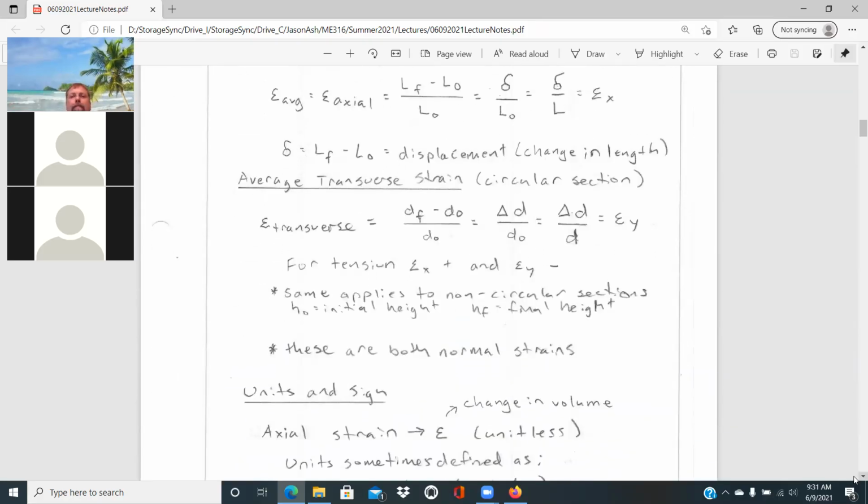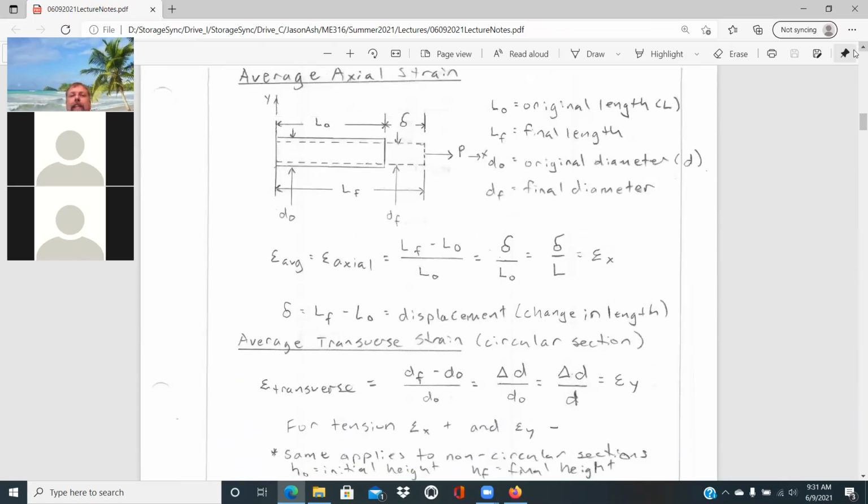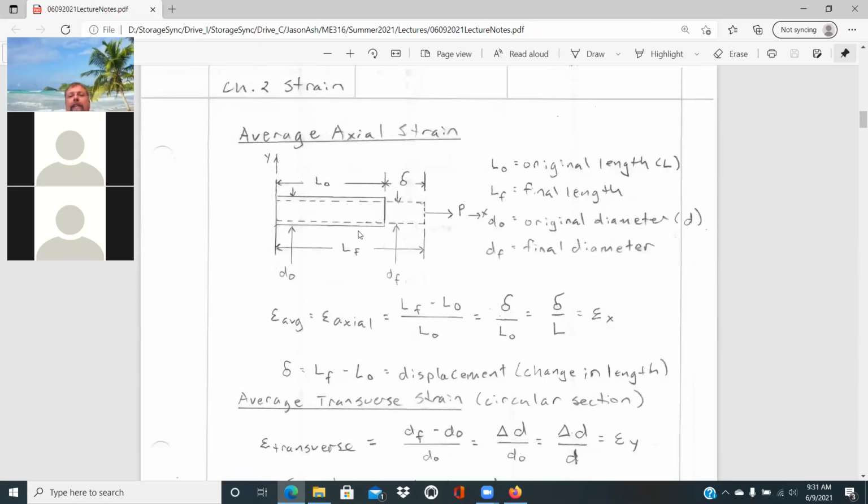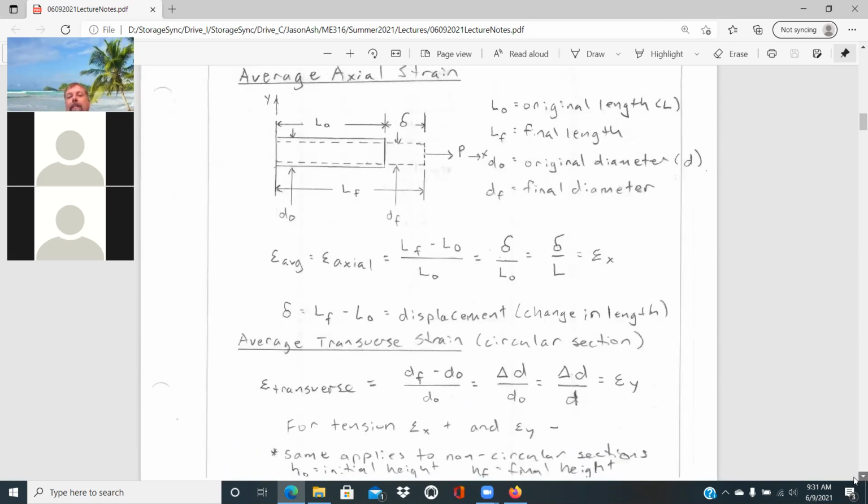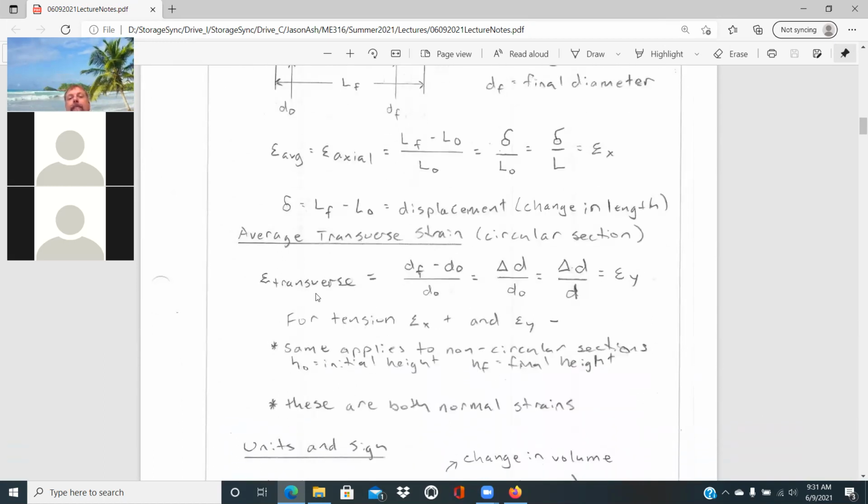Then if you look, that's going to be the axial strain. But then you have in the Y direction the transverse strain that develops. That transverse strain would be the final diameter minus the original diameter divided by that original diameter. And so a delta D over the original D. Again, removing the subscripts, just delta D over D is equal to that strain in the Y direction, which would be the transverse strain.